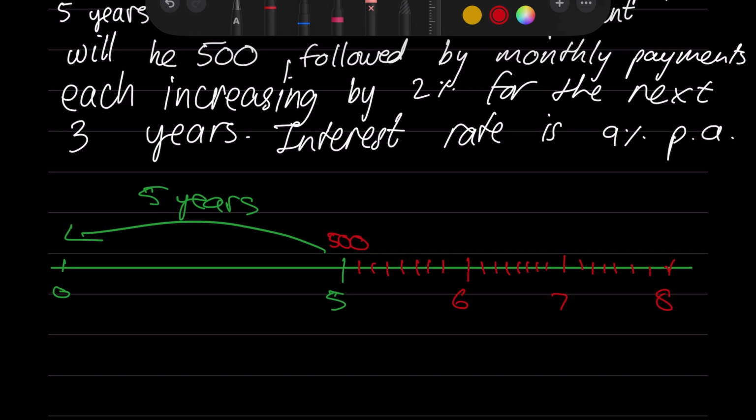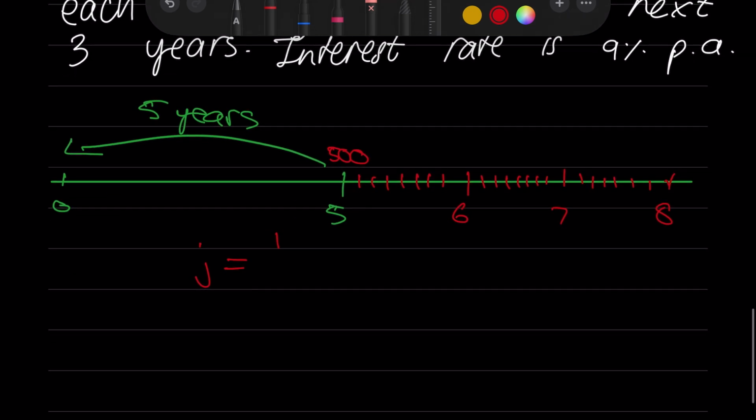Let's calculate J. Now we must remember that we need a monthly interest rate. Now we have the annual. So let's go to the side here. I monthly is equal to 1.09 to the power of 1/12, minus 1. Pop that in a calculator.